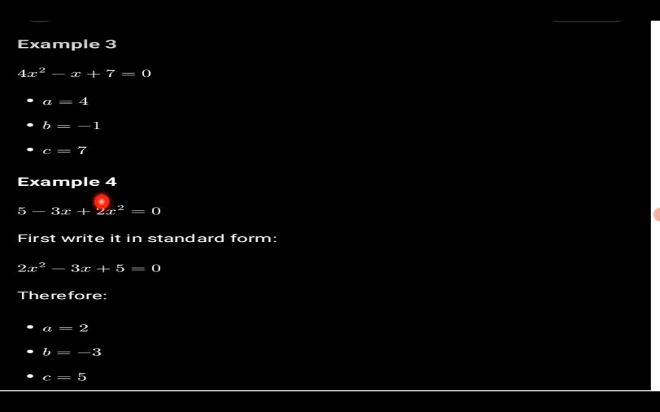Take note that for this particular example, we had to rewrite it in standard form, in the form of 2x squared minus 3x plus 5. As it is given here, it's not already in the form of ax squared plus bx plus c. We have to rewrite this in standard form. That's what we are saying here.